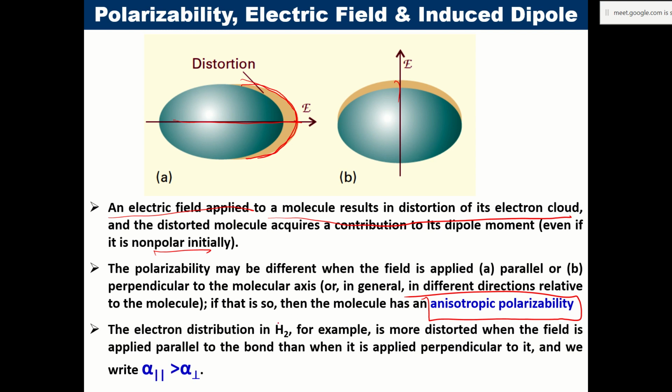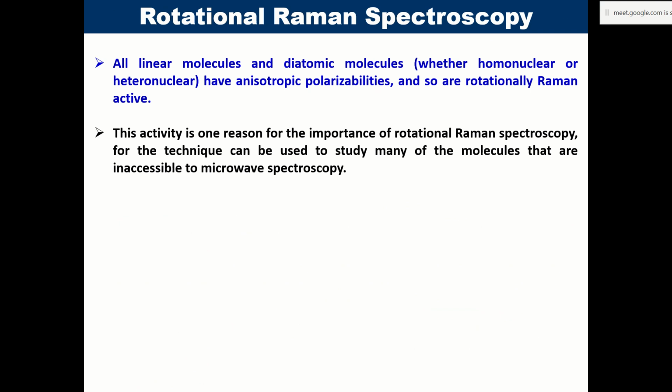For example, in the hydrogen molecule this is the case. Alpha parallel is greater than alpha perpendicular. This is shown over here. So all linear molecules and diatomic molecules have anisotropic polarizability, and so all of them are rotational Raman active. All linear molecules, all diatomic molecules, है ना, homonuclear or heteronuclear, all of them will be Raman active. Pure rotational spectra can be observed in these cases.